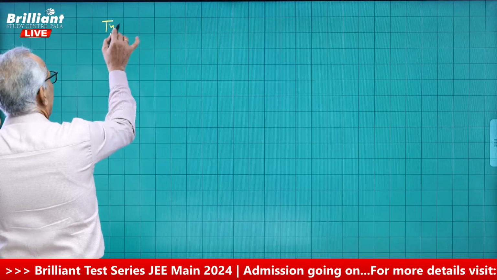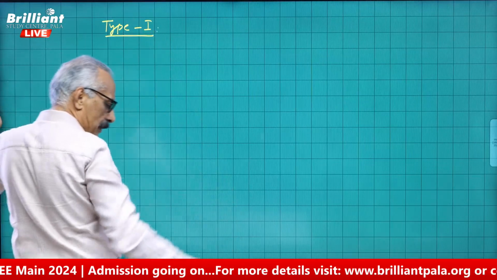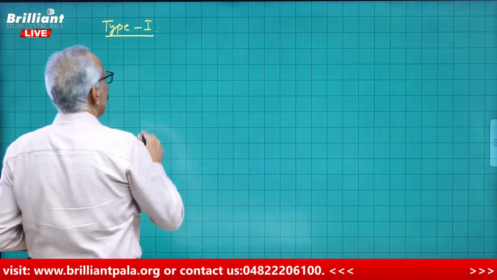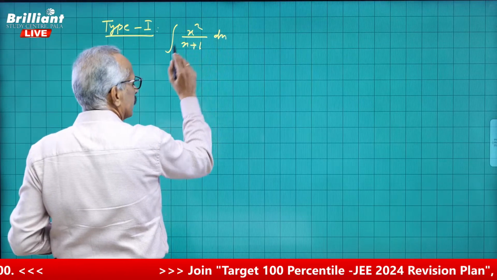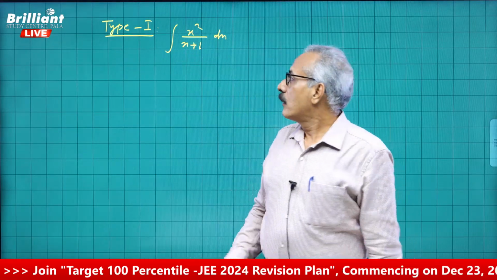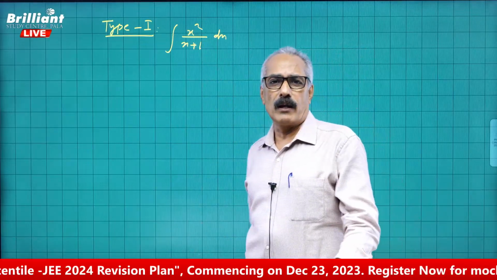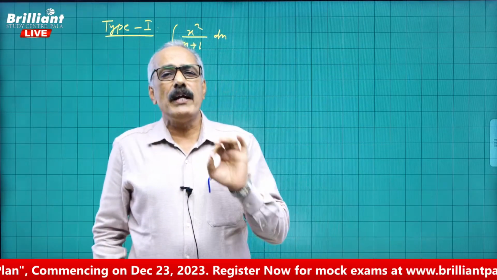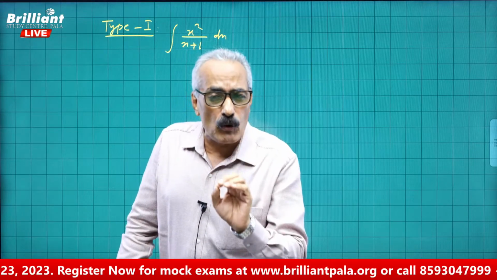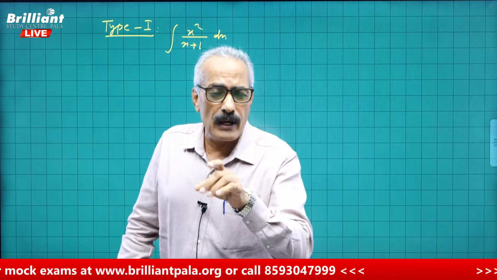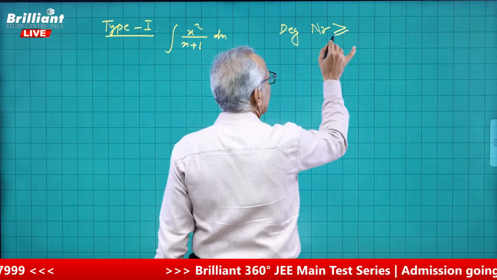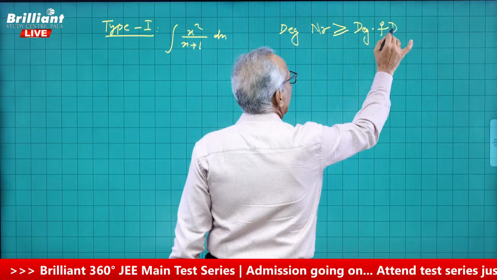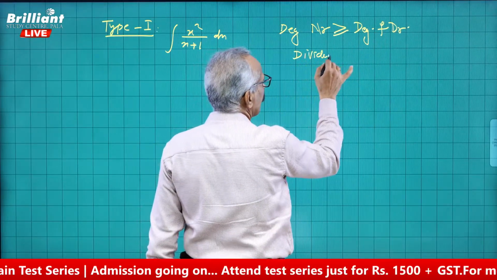Now, type 1. These are all rational functions. Polynomials and rational functions we take. Suppose integral of x square divided by x plus 1 dx. I will tell with an example only. What is this? It's a polynomial divided by another polynomial. So the first thing is this: if the degree of the numerator is greater than or equal to the degree of the denominator, divide and simplify. That's a method. Divide.